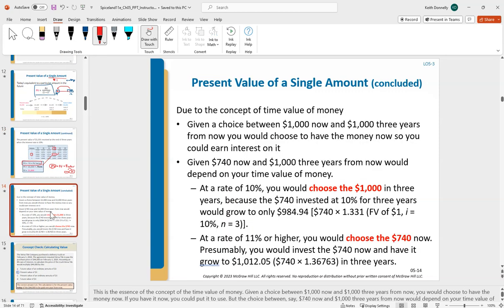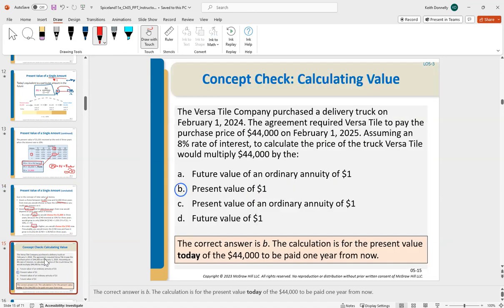Right, so this is just showing you an example here. You have to look at the facts and circumstances, right? If they gave you two choices, would you rather have $1,000 now or $1,000 three years from now? Obviously, you'd take the $1,000 now. But if it was $740 now versus $1,000 three years from now, then you have to run the numbers and see which one makes sense. In this case, it's a function of the discount factor, the rate that's in play.